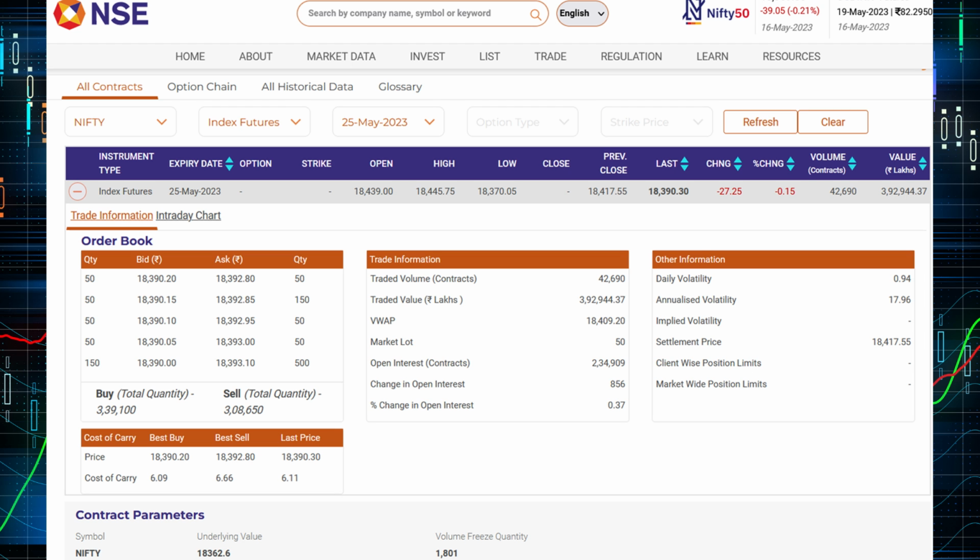Market lot here is mentioned as 50 Nifty futures, which is what I have explained to you earlier. So when you are buying, if it's a standard lot order, it will mean that you are buying 50 underlying assets of Nifty. So let's say it is approximately 18,000 today, you are taking a position worth 9 lakh rupees on the National Stock Exchange.